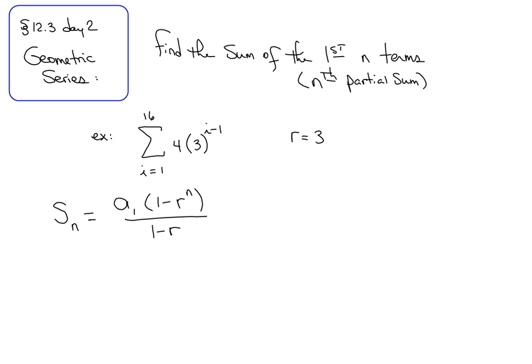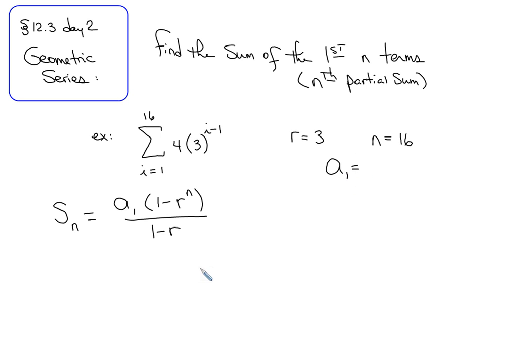So we need to know the first term, we need to know r, we need to know the number of terms that we're adding up. How many terms are we actually adding up here? 16, right? 16 minus 1 is 15, and then add 1 back in. Remember, it's the top number as long as this is a 1, but if this is not a 1, you need to subtract and then add 1 back. Don't forget about that.